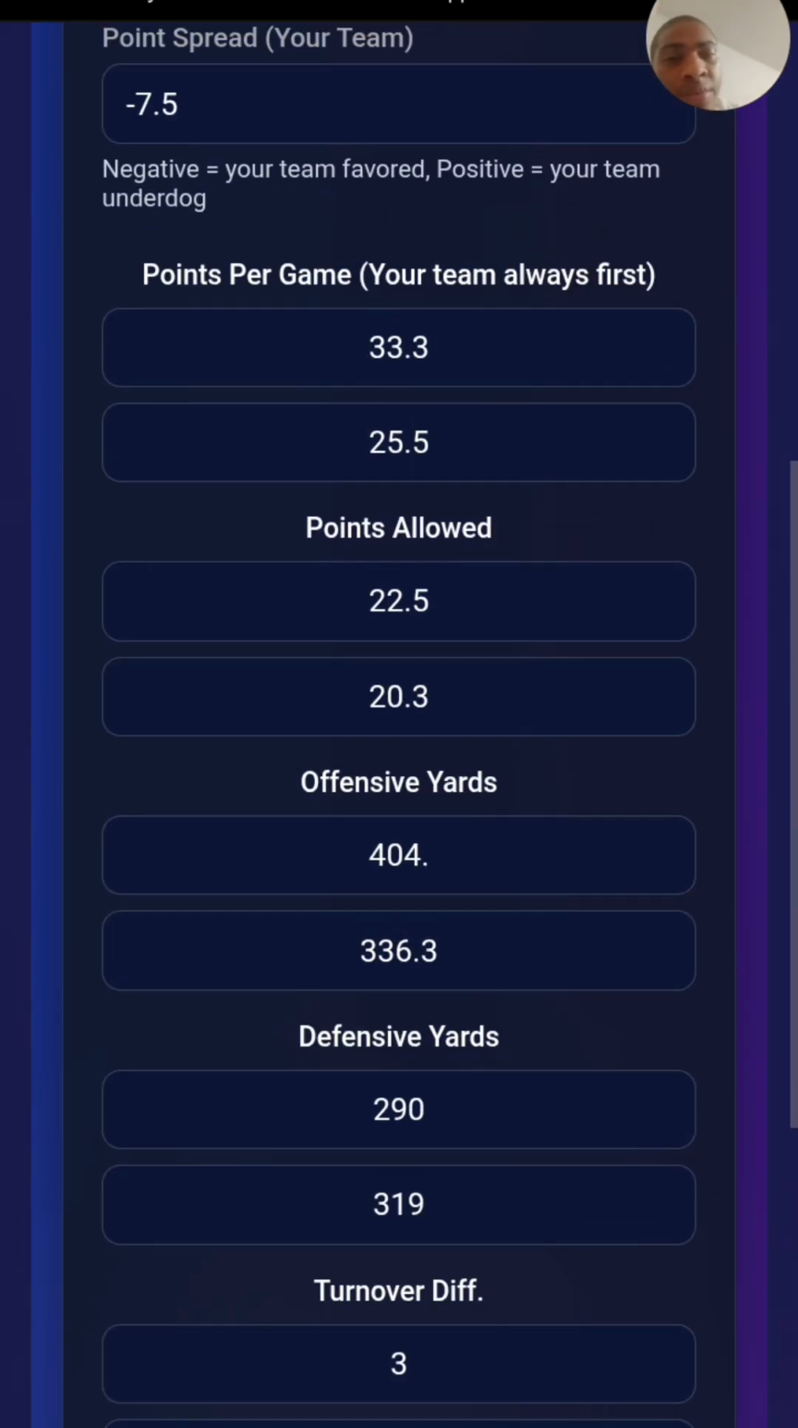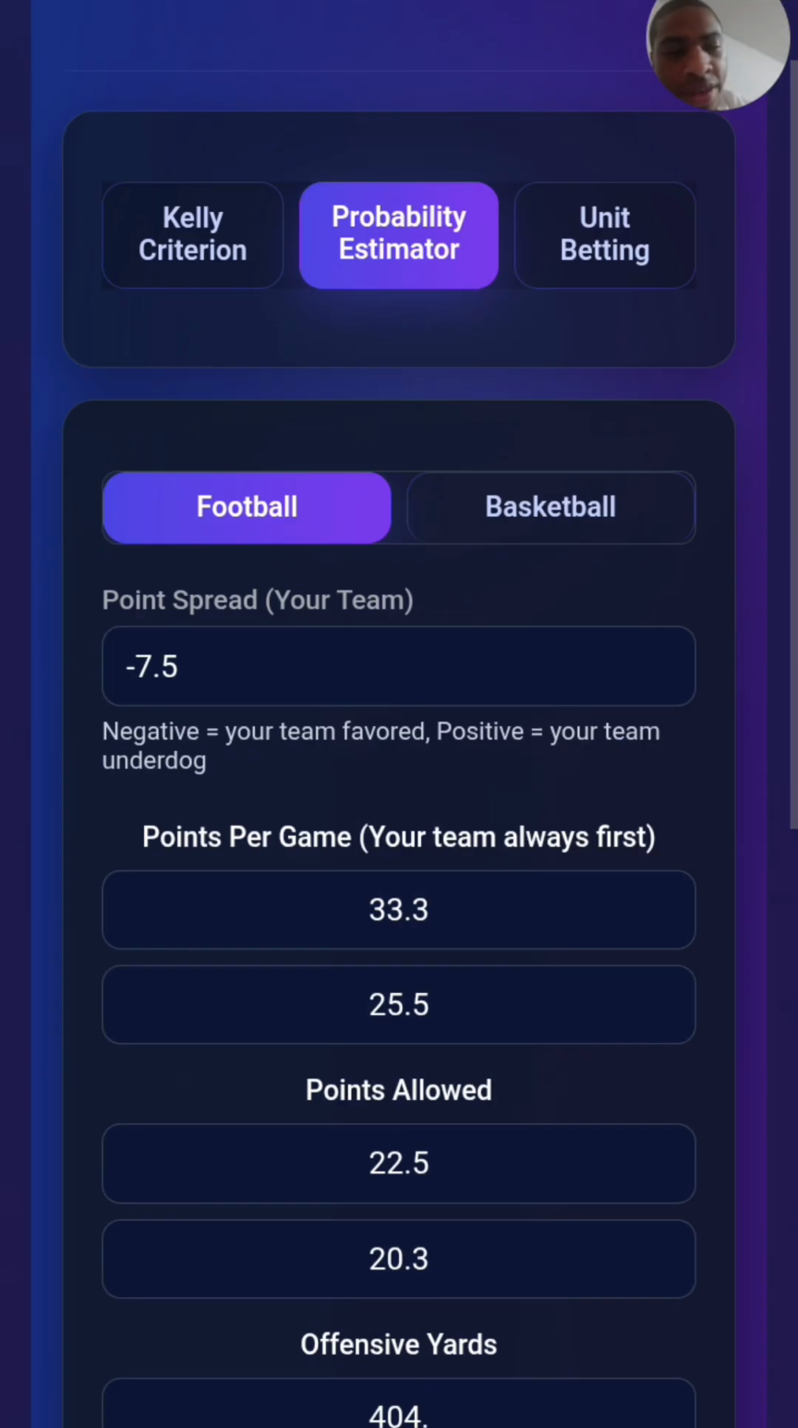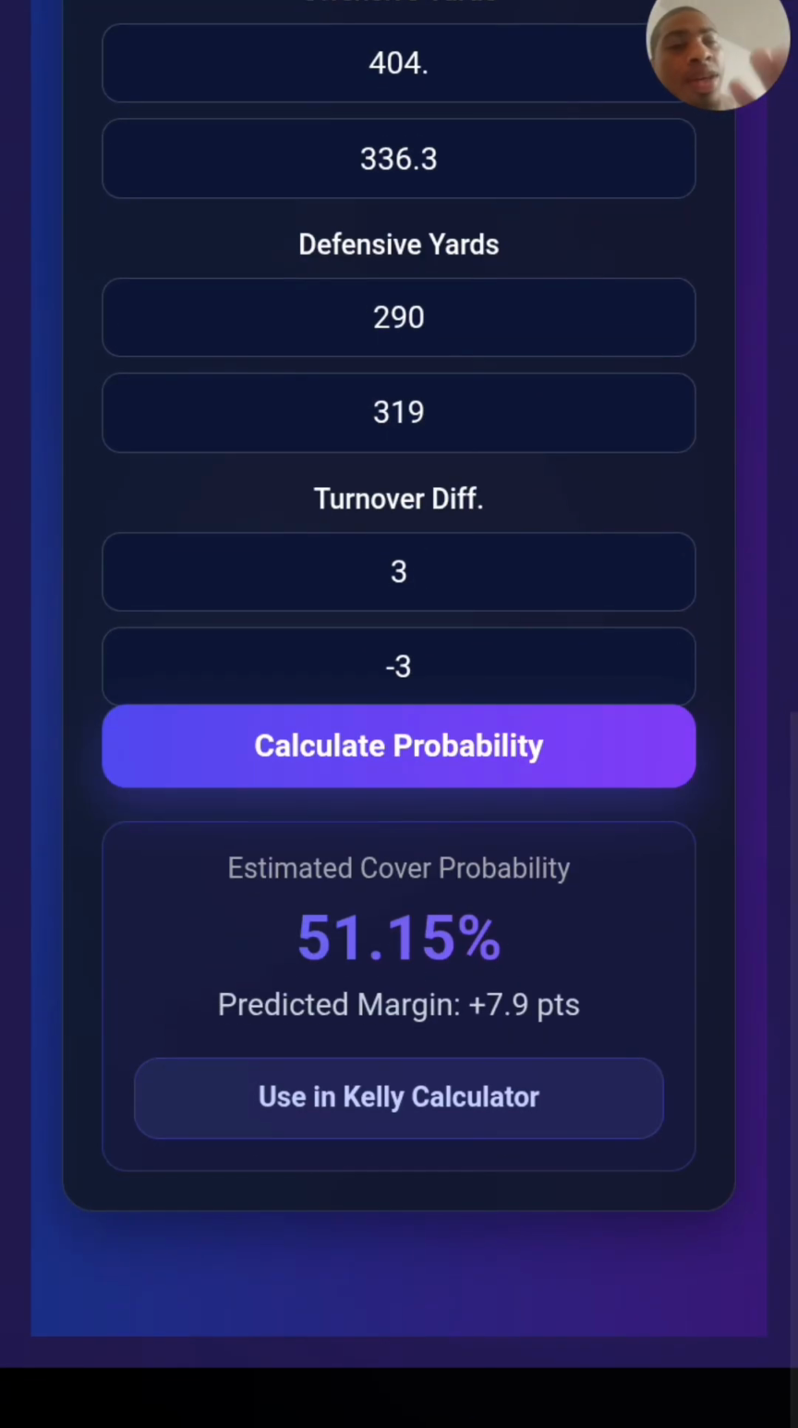Now, notice this. You have unit betting, right? That's what you rookies do. I had that option for y'all, unit betting, but I don't support that. I just got that for the rookies. I understand, there are rookies in the game. I get it. So I got that for the rookies.